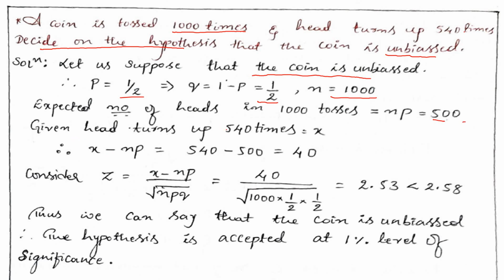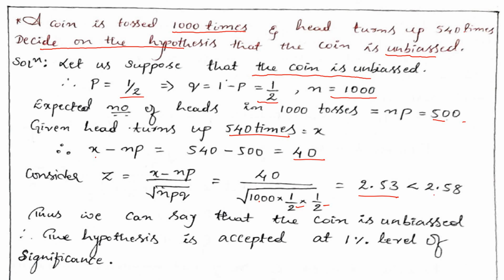Next, given that head turns up 540 times, that is the value of x. Considering the difference of those two, x minus np is 40. Now consider the general formula z equal to x minus np divided by square root of npq. Substituting all the values, n is 1000, p is 1 by 2 and q is 1 by 2, you get the value 2.53, which is less than 2.58.